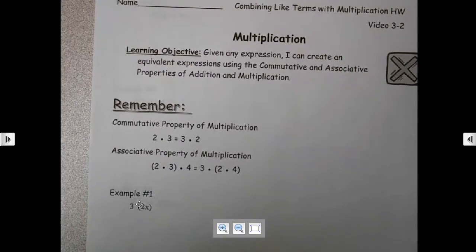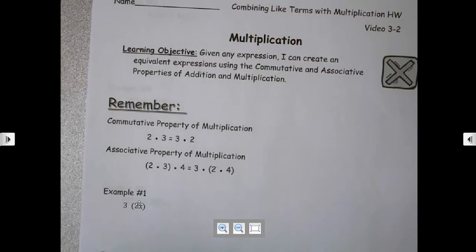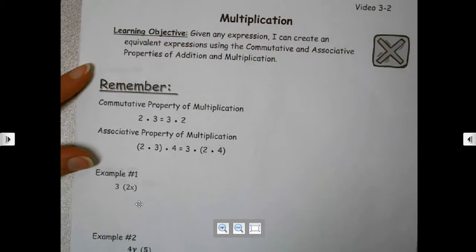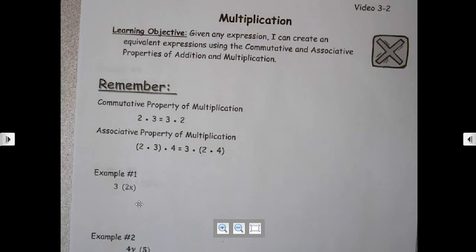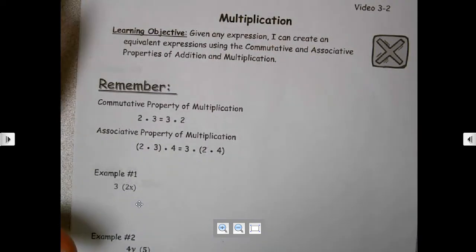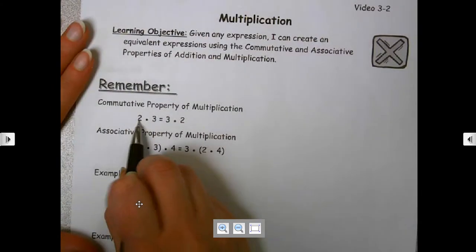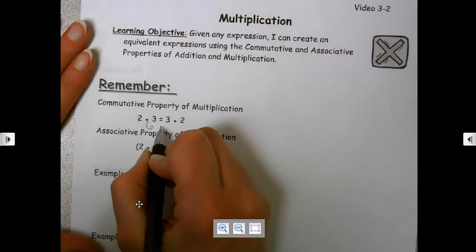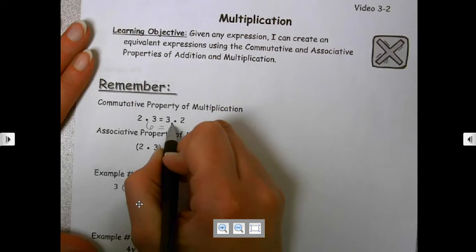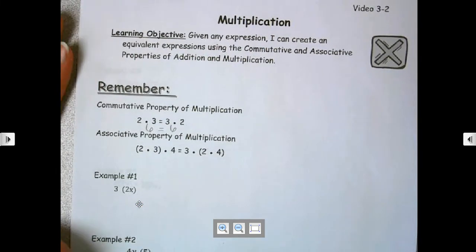Good evening. Tonight's lesson is on combining like terms with multiplication. Once again, there are a few rules or properties that I'd like to review. The first is the commutative property of multiplication, which, just like the commutative property of addition, states that you can change the order of a multiplication problem and still get the same answer. For example, 2 times 3 is 6, and 3 times 2 is also 6. The answer stays the same.